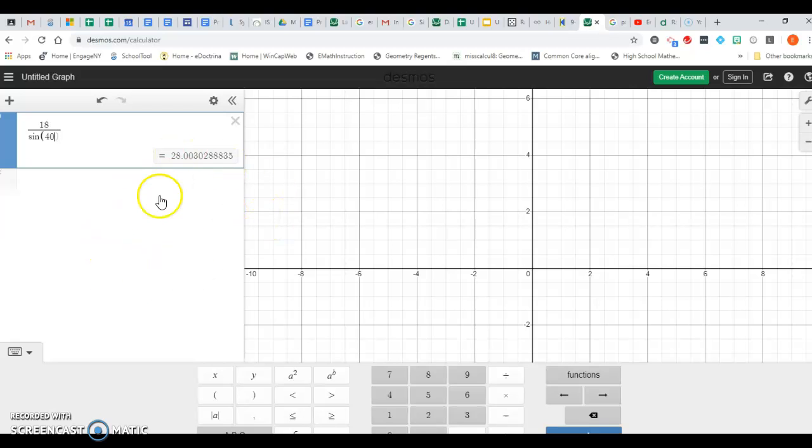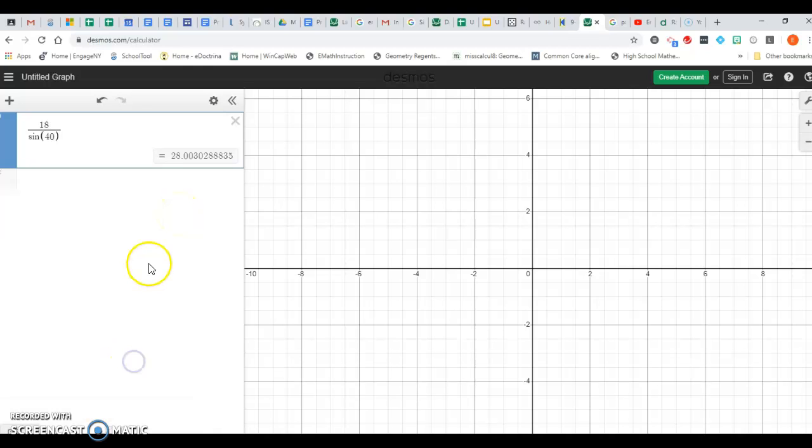So you can use the Desmos calculator. You can download it on all of your Chromebooks. So I hope that helps some of you be able to do some work outside of school.